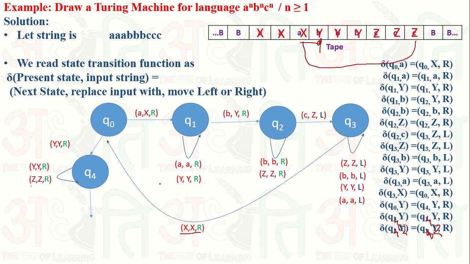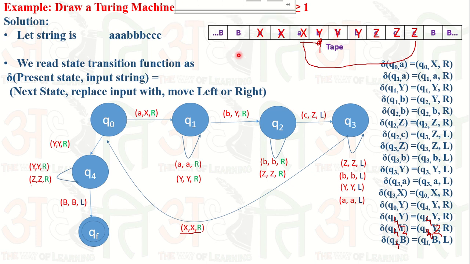Now if at the state q4 we are finding b, then what we do is we go to the final state, which is our last state. So when all x, all y, and all z are equal in number, at that time we are reaching the B. So it is an example of a Turing machine.